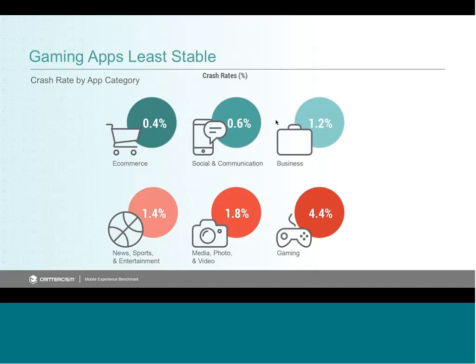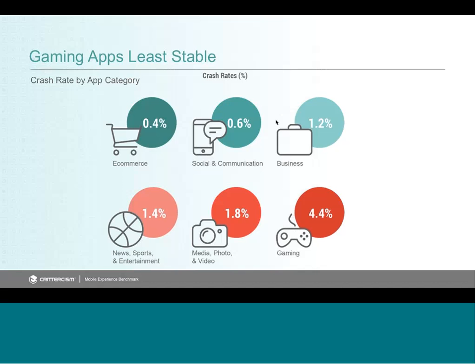So the way to use this type of information is, given the vertical I'm in, you want to be able to ask yourself, how do I compare to this benchmark? What does my uptime metric, my crash rate metric, compare to best in class? And ideally, you should be within range.